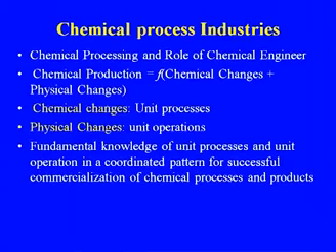In the chemical process industry, chemical production is a function of chemical changes and physical changes. These are the two things happening. By the reaction of some reactants, we produce some product, and then the product which is made has to be separated. For that we have the unit operation, that is the physical change that takes place. So, chemical change deals with unit process, and physical change deals with unit operation.